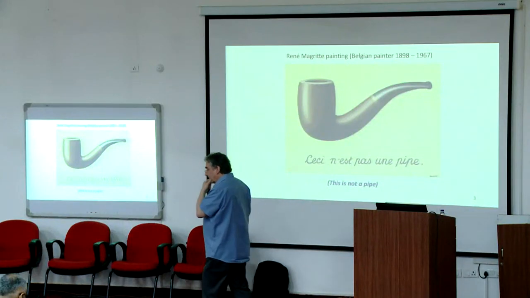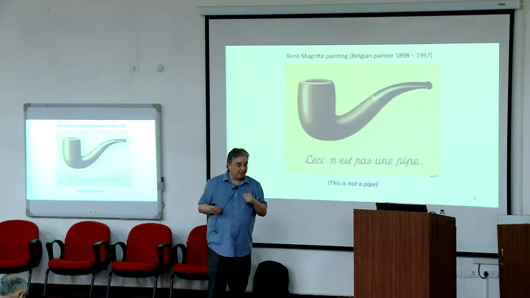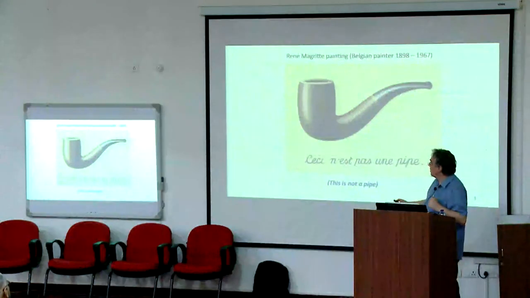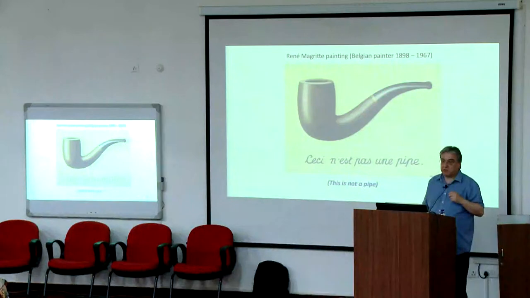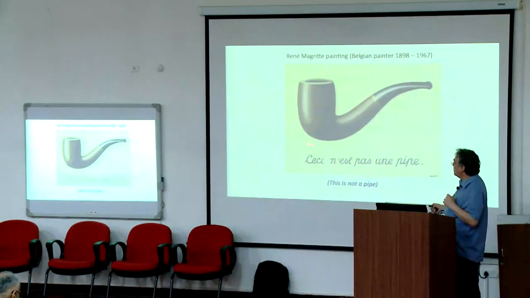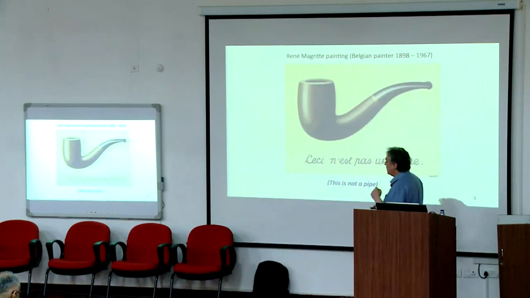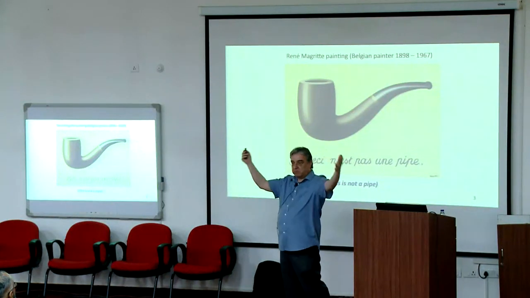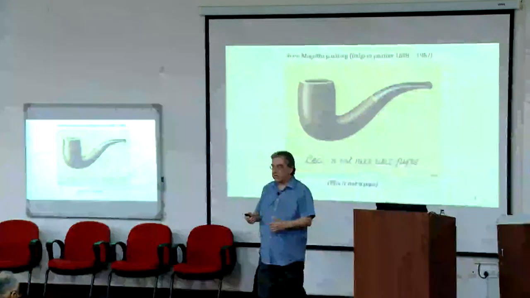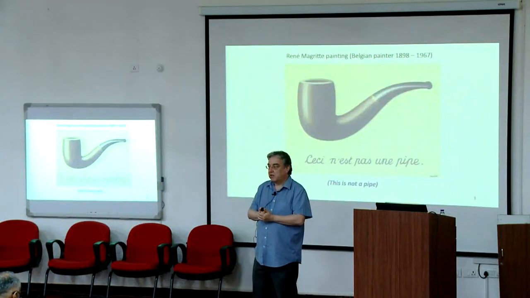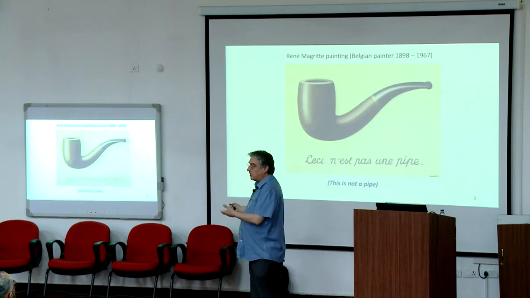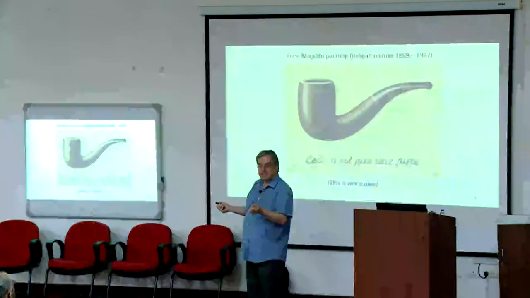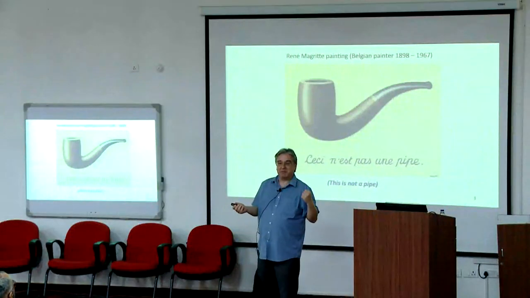I know that this is a painting from a Belgian painter. I don't know if some of you know him. His name is René Magritte. He lived in the 20th century, and this is his most famous painting. It says, in French, "This is not a pipe." The painting in reality is quite big. So you have an idea why he expressed this. It's a picture of a pipe, exactly.